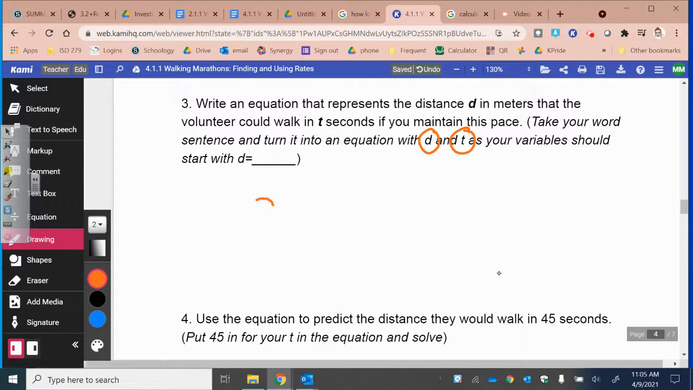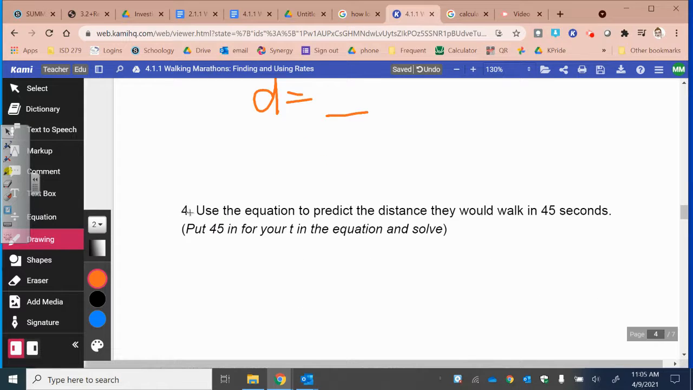And it should start with d, the distance, equals, and then remember, you also have to incorporate time. So use your rate, and then talk about what happens with the time. Are you multiplying or dividing with the time? I'm not going to say what it is. I want you to think about it.